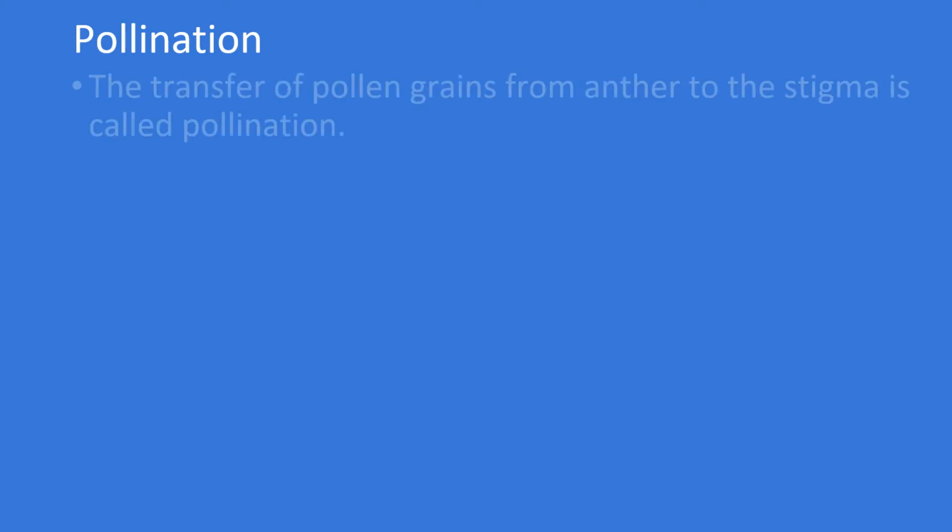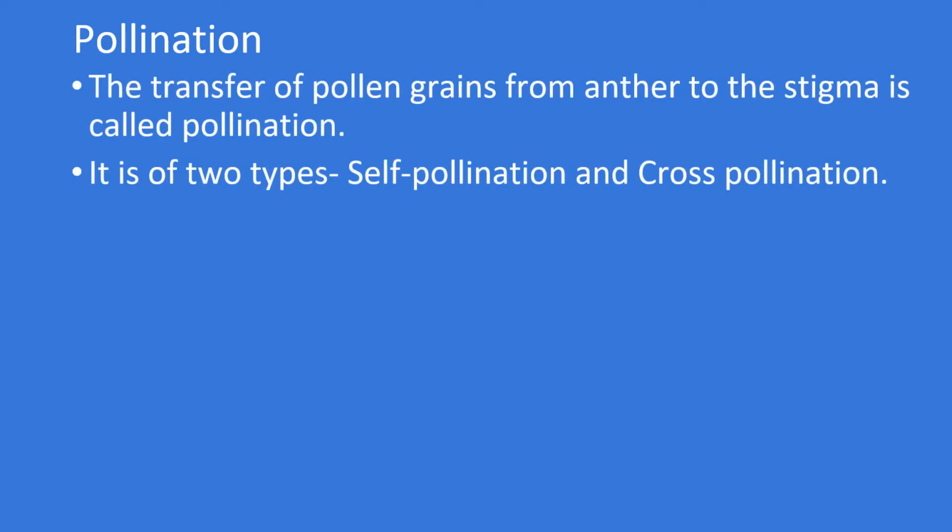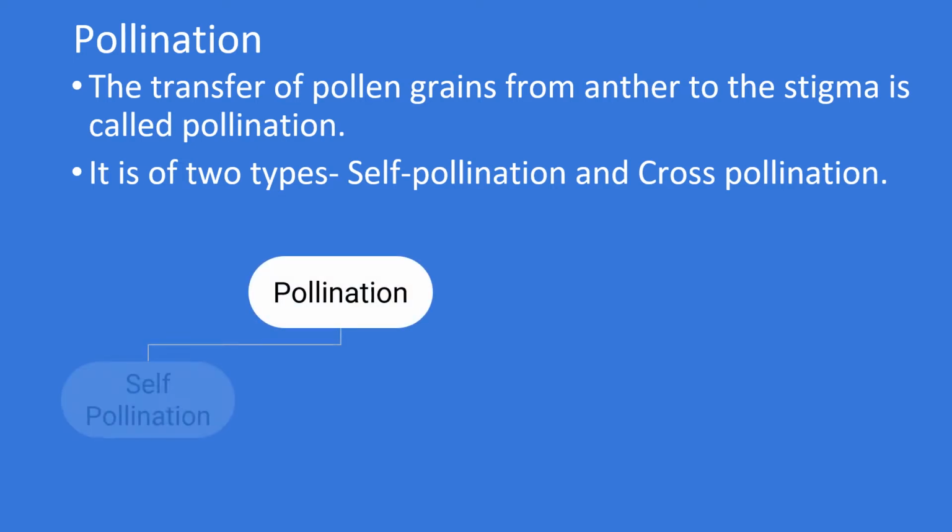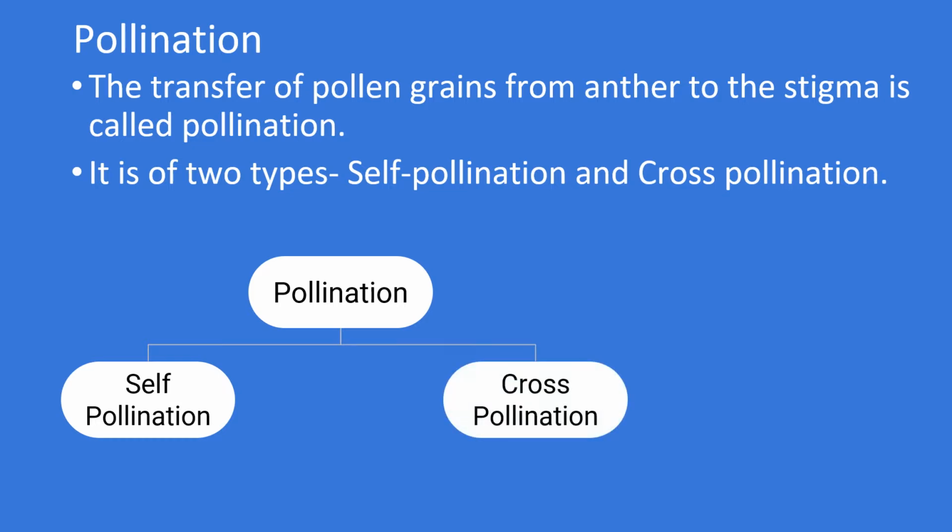Pollination. The transfer of pollen grain from anther to the stigma is called pollination. Pollination is of two types: self-pollination within the same flower and cross-pollination to genetically different flowers. The flow chart is showing that pollination is of two types: self and cross-pollination.